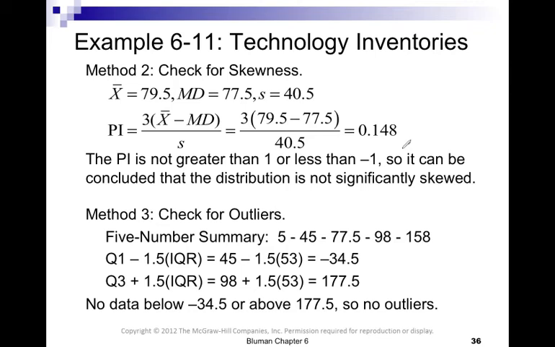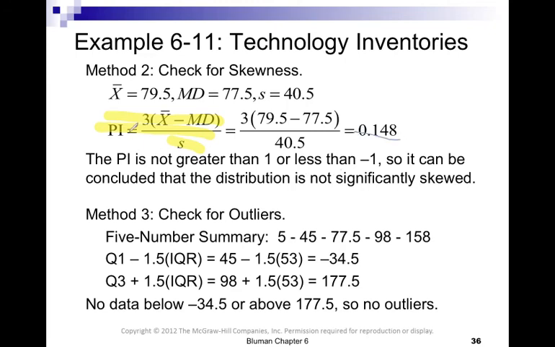Here's a check for skewness, and it's Pearson's index for skewness, and this is the formula that you're going to use. So you need to remember this one. So it's 3 times the average or the mean minus the median. So that was 79.5 minus 77.5 over the sample standard deviation, which was 40.5. And we get 0.148 right here.